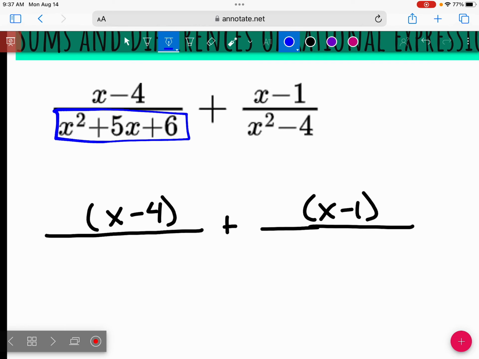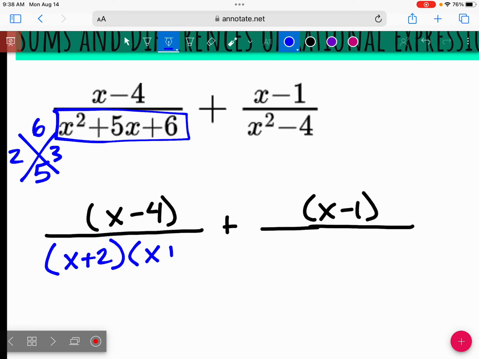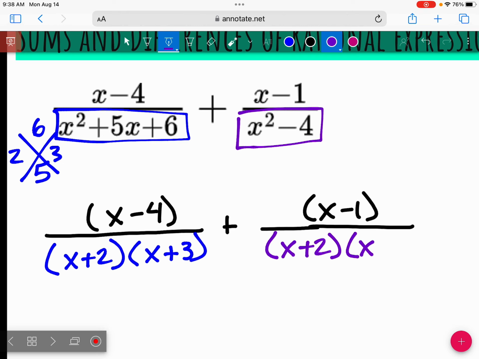All right, we're continuing to factor. Multiplies to be 6, adds to 5. So we have 2 and 3. So we have x plus 2, x plus 3. Y'all pick one. Our denominator on this side is the difference of squares: x plus 2, x minus 2.